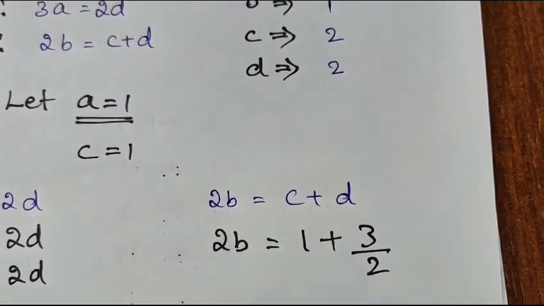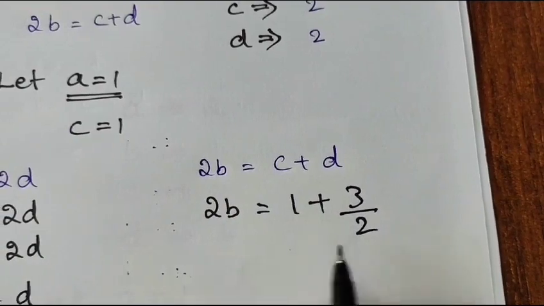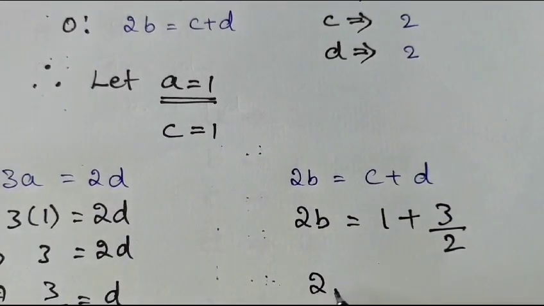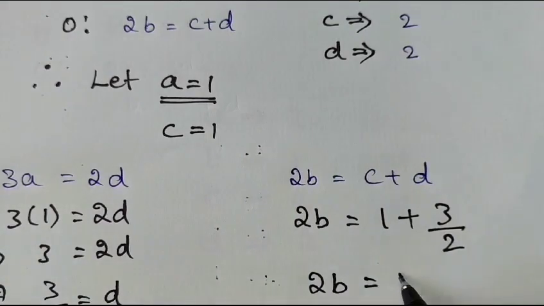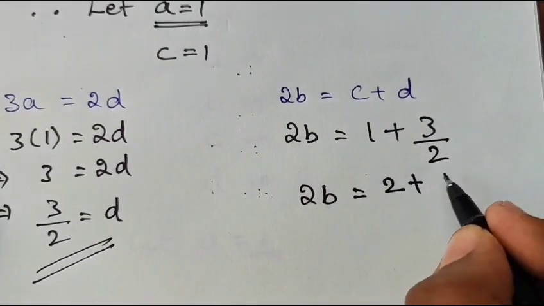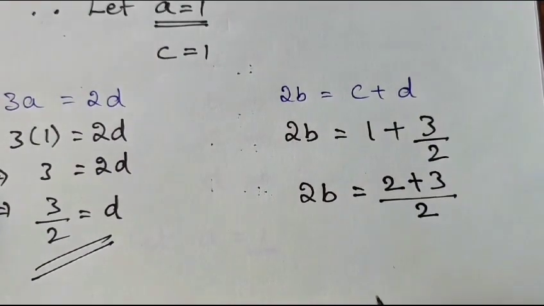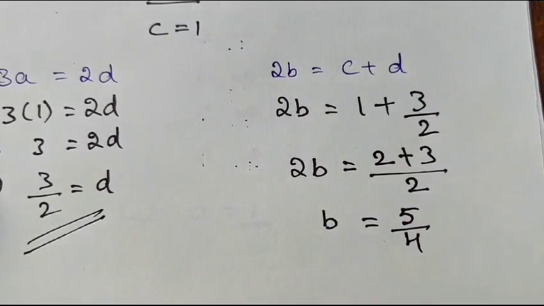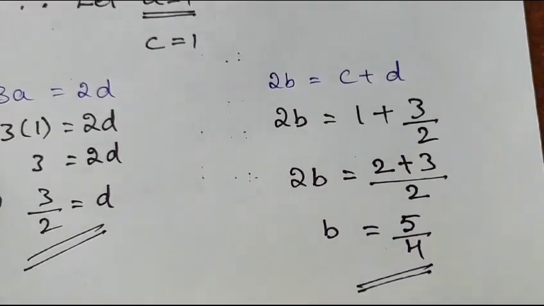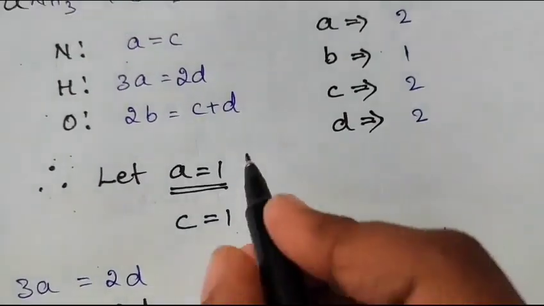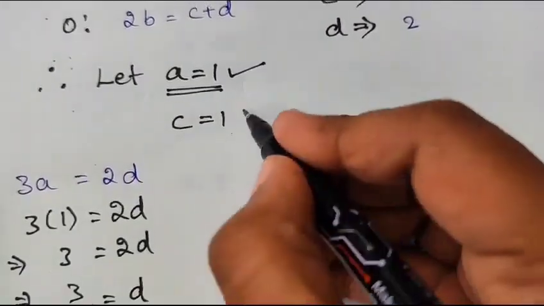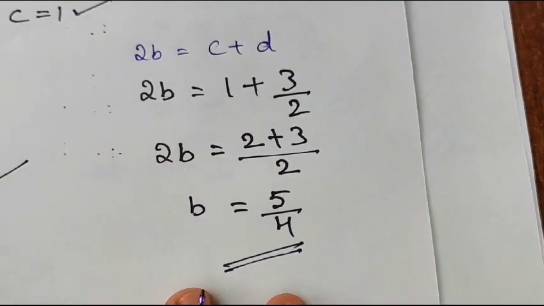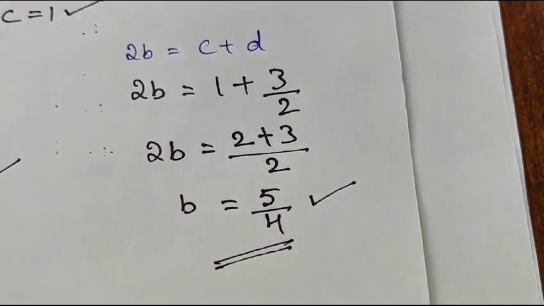Now we need to simplify this one. If you simplify this, 2B is equal to 1 plus 3 by 2, which gives 5 by 2, then B is equal to 5 by 4. So now we have all the coefficient values. That is A is equal to 1 and C is also equal to 1, D is equal to 3 by 2 and B is equal to 5 by 4.